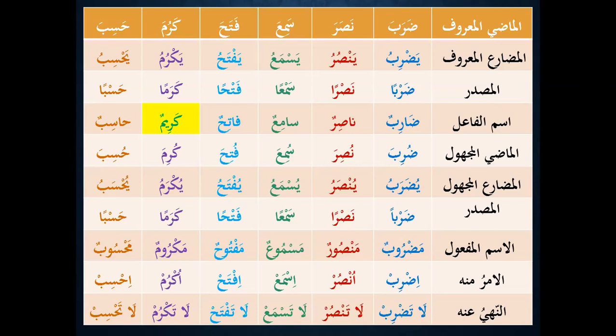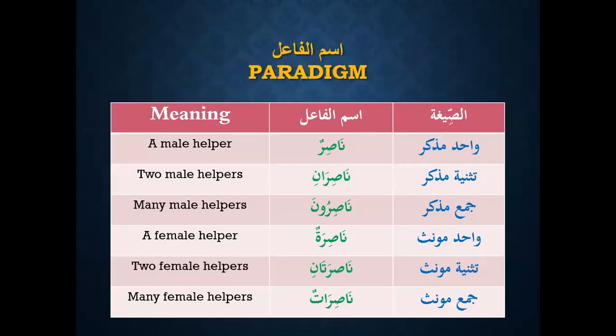The doer comes on the scale of fa'il, kareem. That is why it is highlighted here. Anyway, so ismul fa'il, fa'ilun. So you would have nasirun from bab nasara, for example. Sami'un. Okay, the tathniya would be nasiran, nasiruna. Nasiratun is mu'annas. ناصرتان تثنية مؤنث الناصرات جمع.